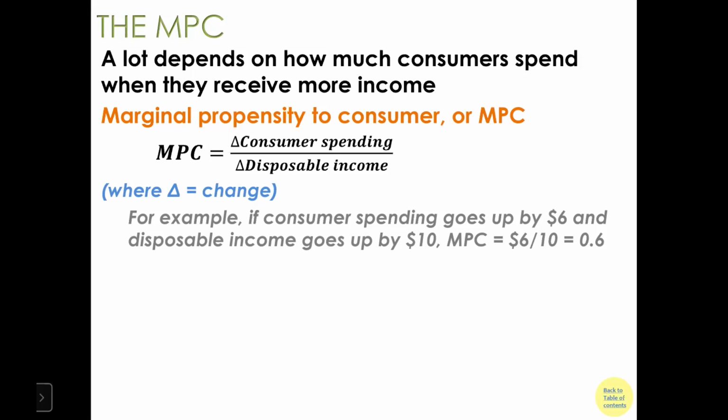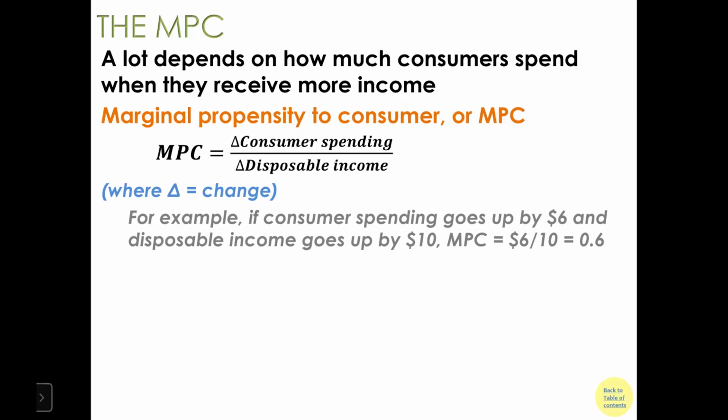For example, if you receive $10 of extra income, and this is disposable. By the way, here disposable means this is after tax plus transfer. Or in other words, disposable means this is an amount at your full disposal. So you can do whatever you want with this $10.